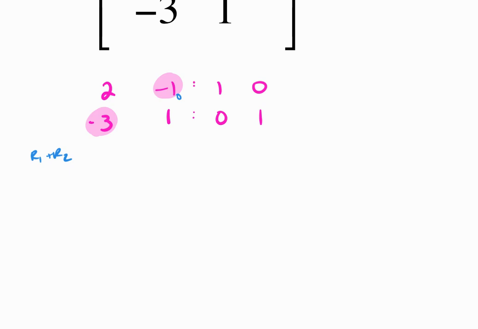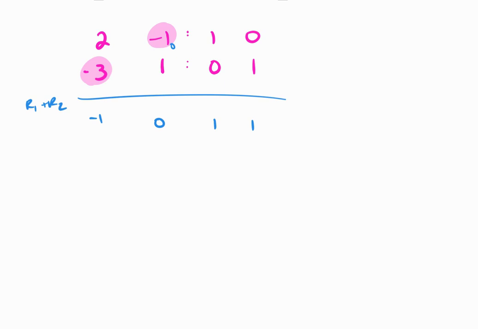Now I have to add all 4 columns. So I add these together and I get -1, 0, 1, 1. I'm adding all 4 columns. And that we're going to use to replace row 1. So row 1 is now -1, 0, 1, 1. Row 2 is -3, 1, 0, 1. You could put the dots, you could leave them off. It doesn't matter as long as you know that that's the separation.